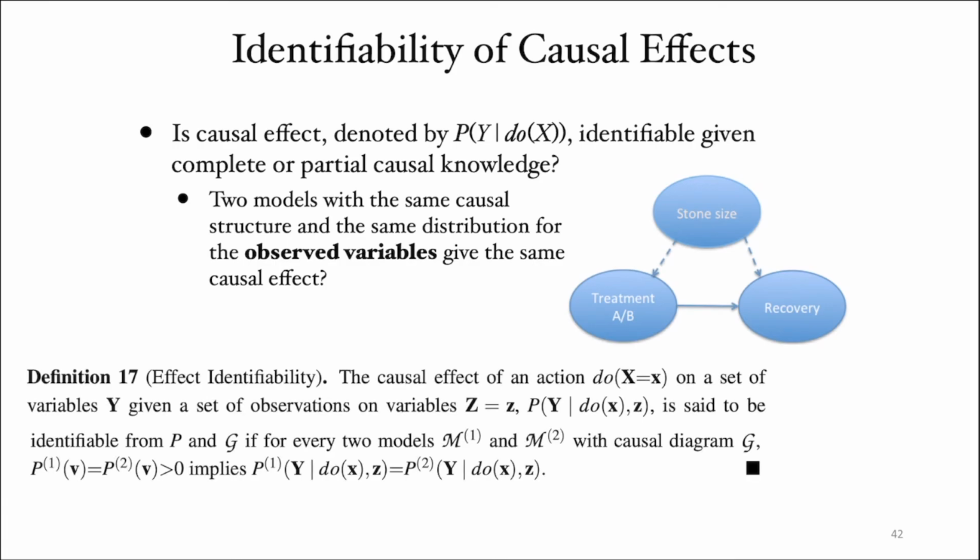Put more formally, the causal effect of the action on variable X, observing the effect on Y, is identifiable if you have two models, M1 and M2, that both follow the same graph, and the observation here is Z for both of them, and the effect that you are interested in is Y. If performing the operation of changing X gives the same causal effect, we say that the causal model is identifiable.